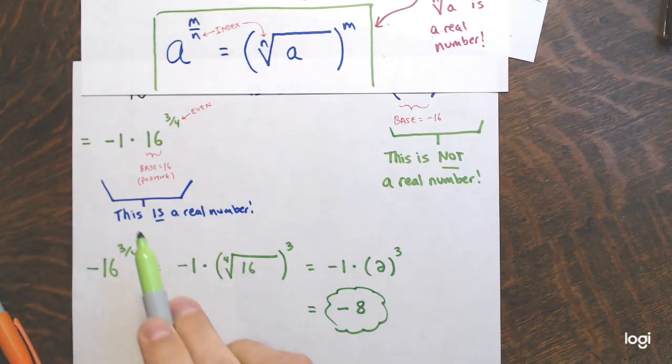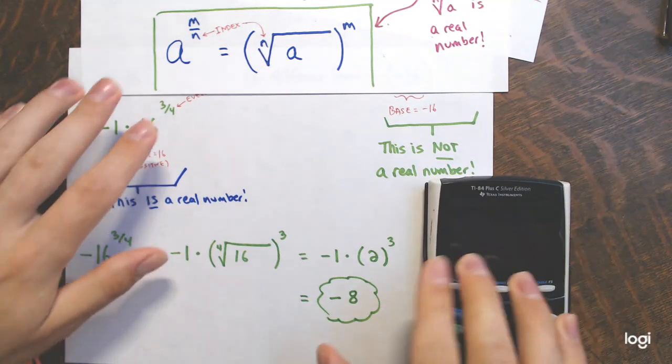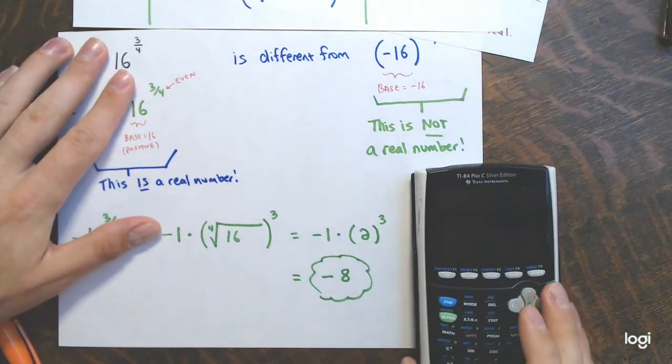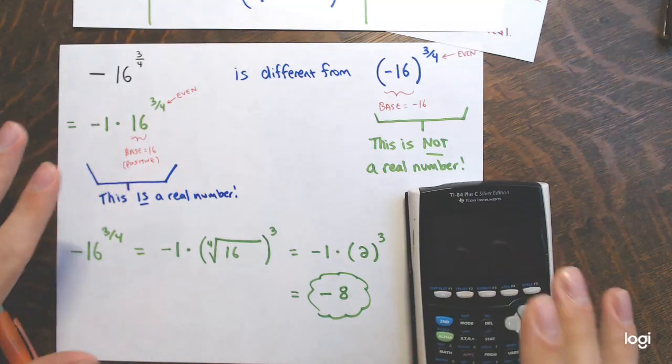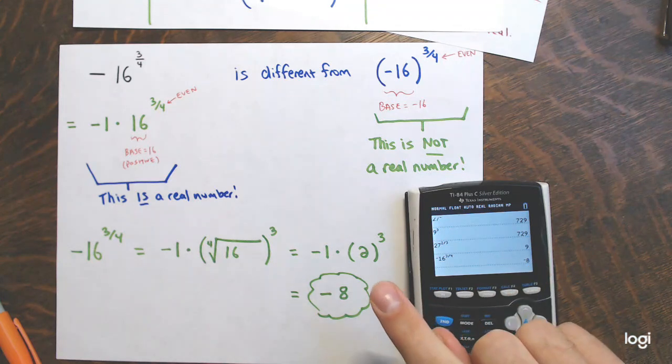All right, so the value is -8. And again, you can punch this in just to check it. In fact, I'll punch both of these in just to show you that there is a big difference. The first one, just a minus sign, and then times 16 raised to the 3/4 power, and you're going to see -8 come back, right? We said it was -8.